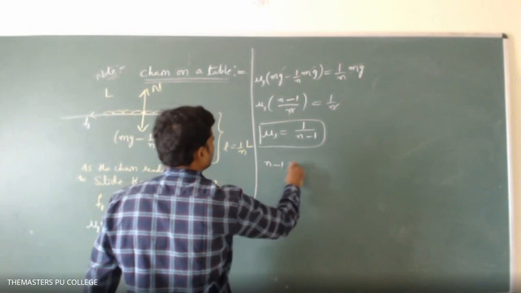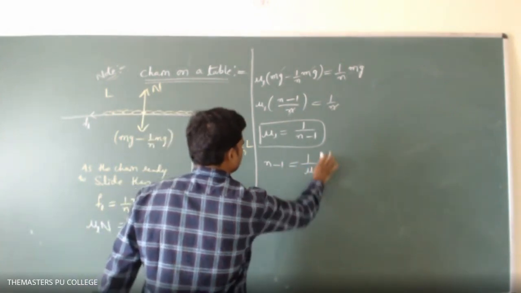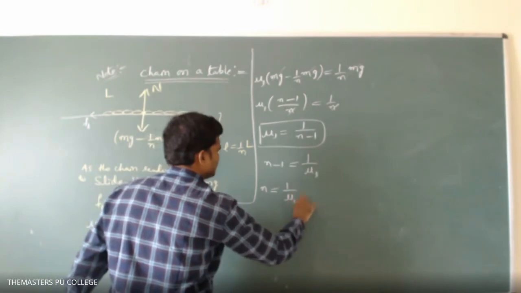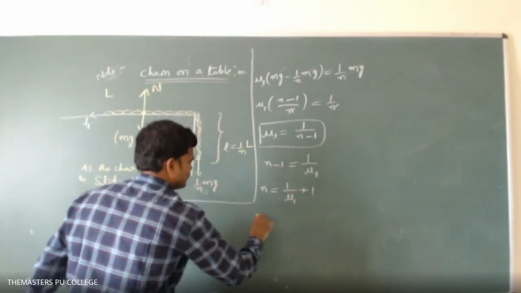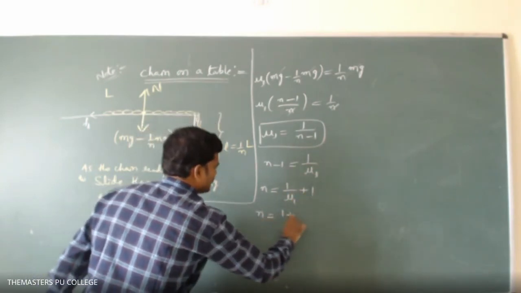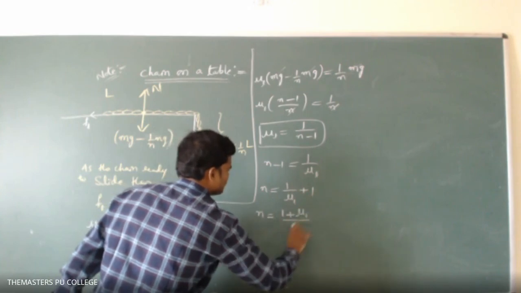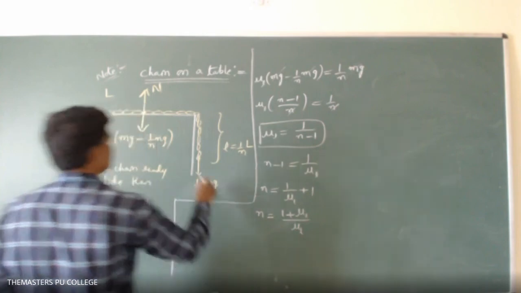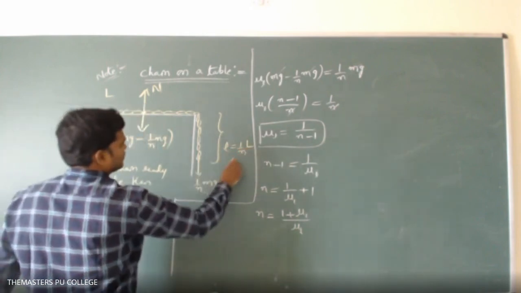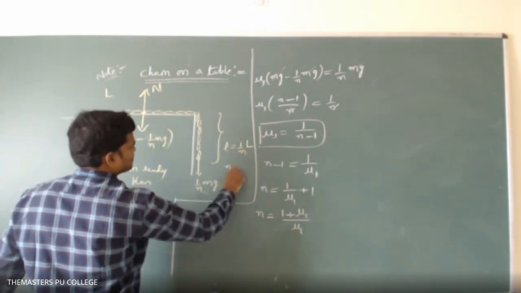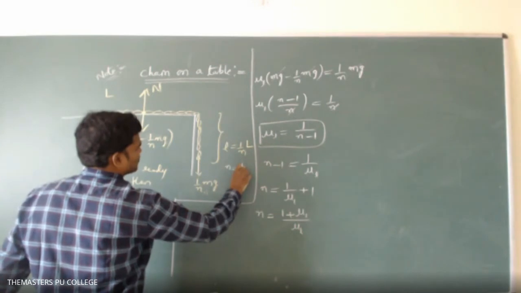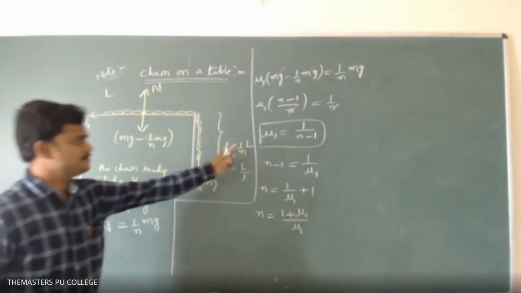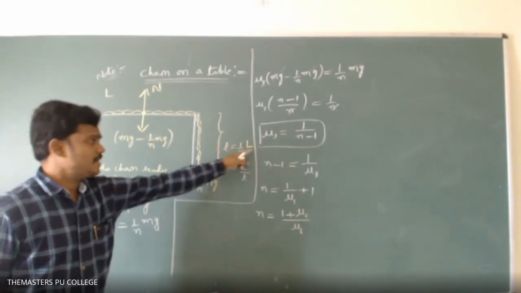N minus 1 is equal to 1 by mu L. So n is equal to 1 by mu L plus 1. N is equal to 1 plus mu L by mu L. What is n? L is equal to 1 by n. What is n? Capital L by small l.